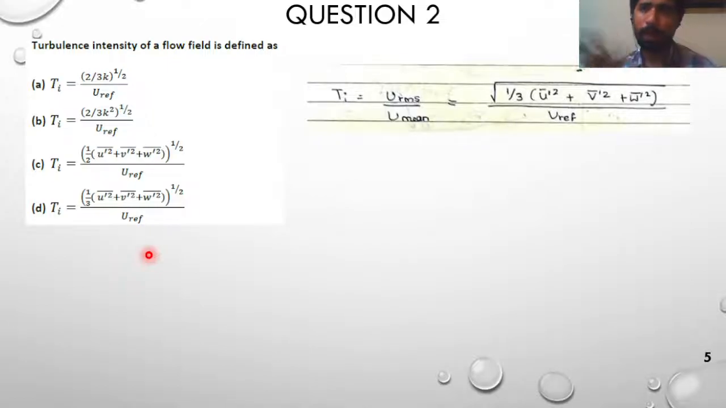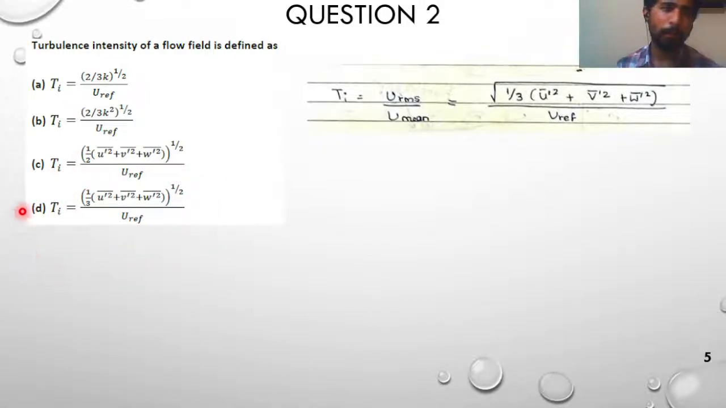So U dash RMS, you can define it as the RMS, the normal definition. You have three components in three-dimensional flow, so this question applies in general, and we'll take 3D flow. It then becomes the square root of U dash square plus V dash square plus W dash square, divided by 3, because you have three components. Then you have U reference as usual. So if you scan through the options, option number D should be the correct answer.